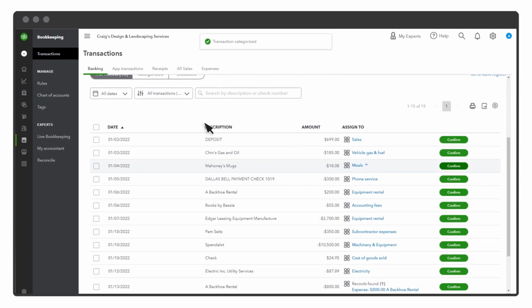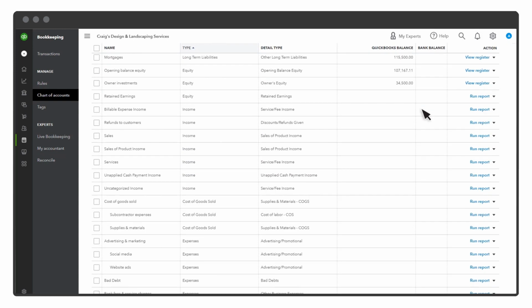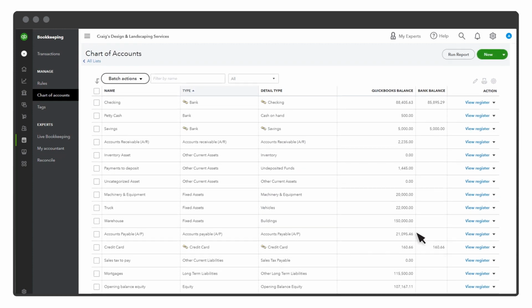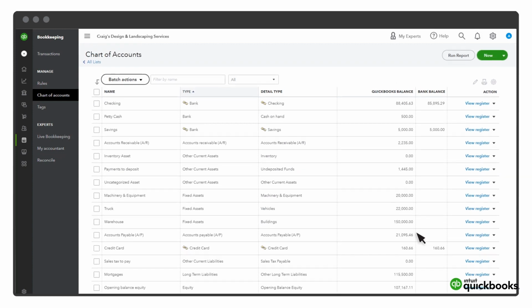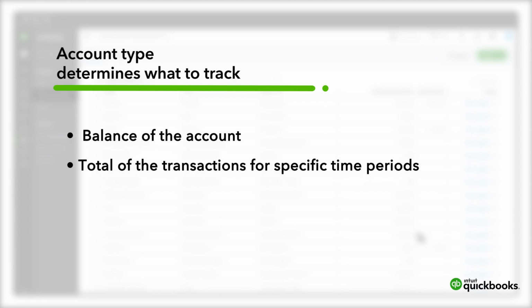Back on the chart of accounts, the balance for the bank account decreases by what you spent on the staplers. But down in the office supplies expense account, you don't see a balance, like you do with the accounts at the top. Let's look closer at the type of accounts to see why. Each account uses a specific type. The type tells QuickBooks what the account should track, either the balance of the account or a total of the transactions for specific time periods.